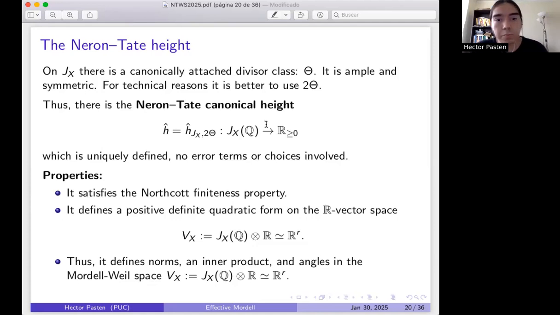It satisfies the Northcott property. And when you consider the Mordell-Weil group, the rational points, and you extend scalars to the real numbers, you get a real vector space. On this real vector space, you can extend this height function and get a positive definite quadratic form. And after you have a real vector space with a positive definite quadratic form, you get a notion of geometry. You get angles, inner products, norms, all of this Euclidean geometry. And we're going to use that, using the Néron-Tate height on the Mordell-Weil real vector space.